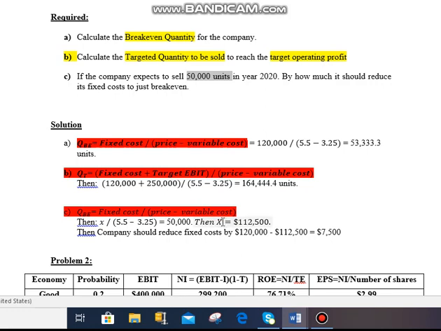And we solve then for X. So X will equal $112,500. Then the company should reduce the fixed costs by 120,000, which is the initial fixed cost that we have in the given, minus the new fixed cost, which is 112,500, which is equal to $7,500. That's for problem 1.